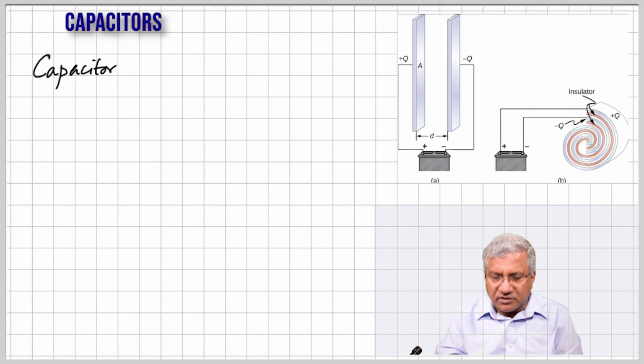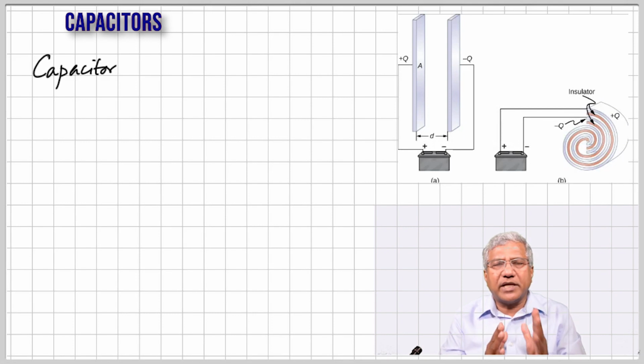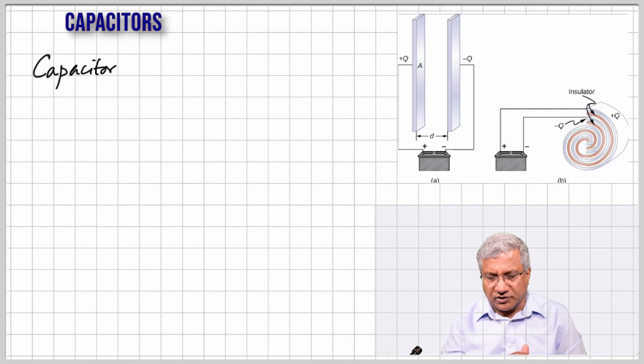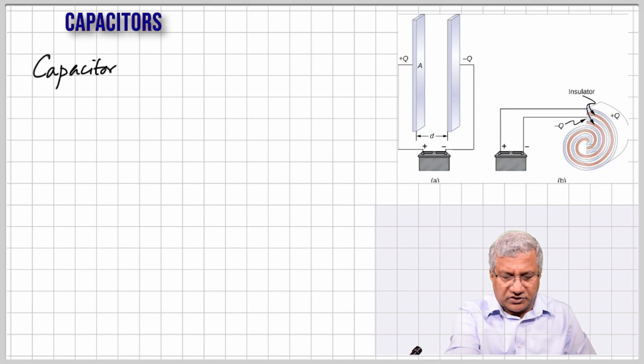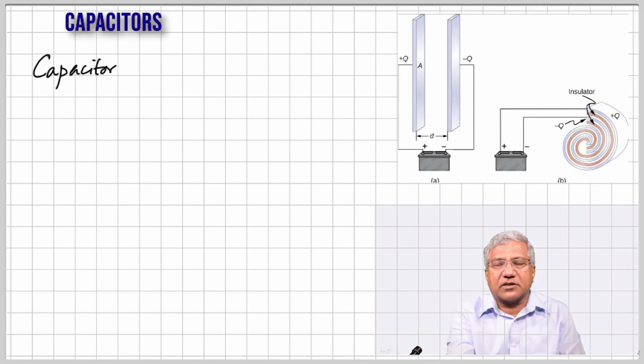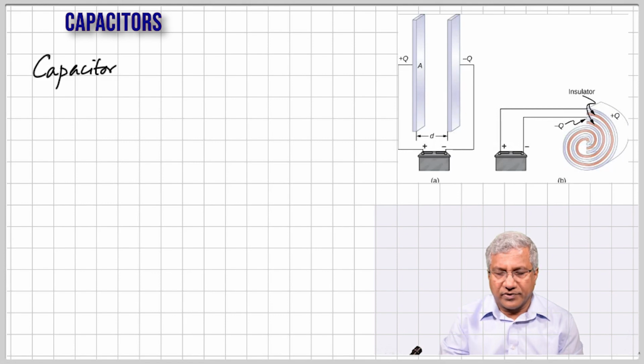And when you connect this capacitor to a battery, the plates get charged. The plate that is connected to the positive terminal gets positively charged, and the plate that's connected to the negative terminal is negatively charged. So this plate becomes positively charged, and this one becomes negatively charged.